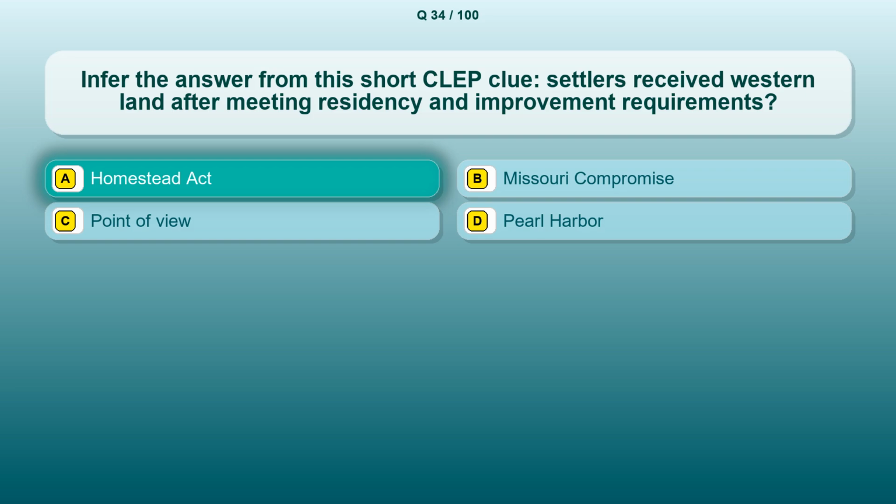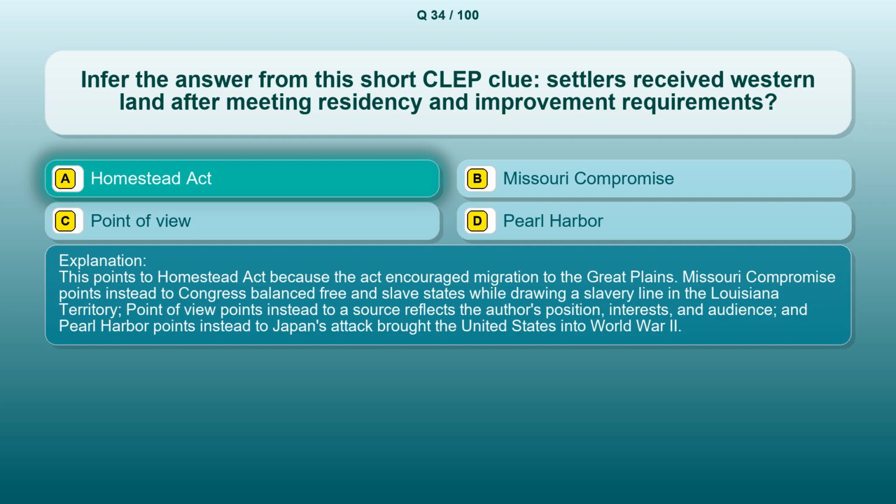The correct answer is option A, Homestead Act. This points to Homestead Act because the act encouraged migration to the Great Plains. Missouri Compromise points instead to Congress balanced free and slave states while drawing a slavery line in the Louisiana Territory. Point of View points instead to a source reflects the author's position, interests, and audience, and Pearl Harbor points instead to Japan's attack brought the United States into World War II.